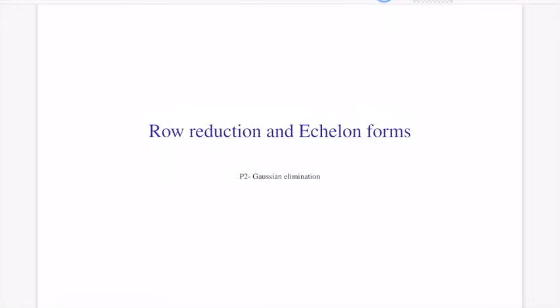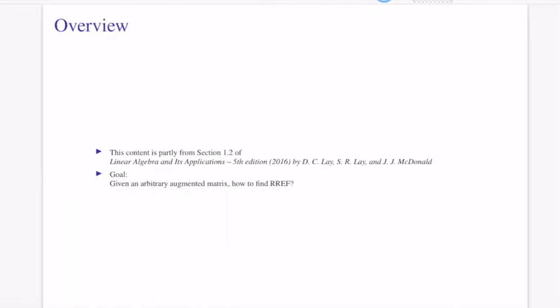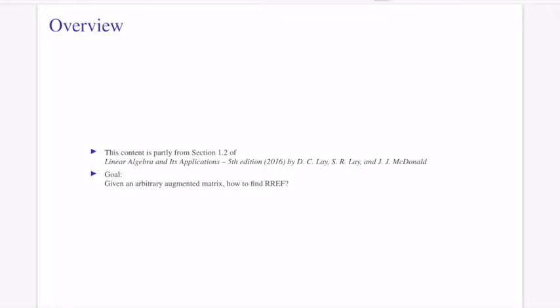Hello everyone. This lecture is row reduction and echelon forms, part 2, Gaussian elimination. This content belongs to section 1.2 of our text. We're going to develop a systematic way to reduce a complicated augmented matrix to a simpler one, so-called RREF. Here, RREF stands for Reduced Row Echelon Form. And the systematic approach to obtain RREF is called Gaussian elimination. So in principle, after this lecture, you're able to solve any complicated linear system.